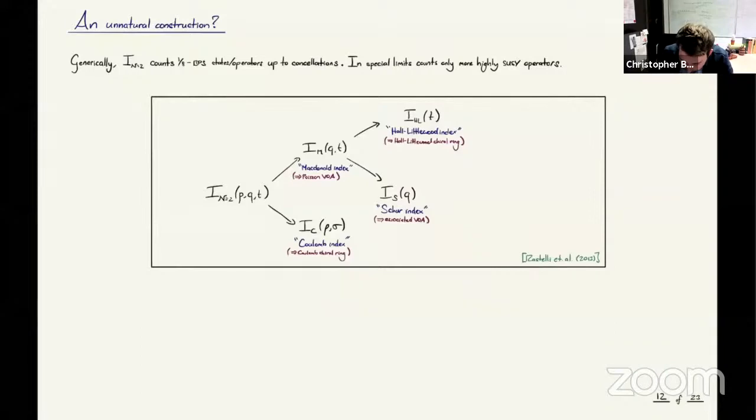You can classify the ways that the index can simplify so that it counts a more special subset of the operators in your theory than the generic case where you're counting 1/8 BPS operators. So things that are annihilated by a single Q. So this was done by Leonardo Rastelli and collaborators 7 years ago now. And here's a little flow chart of the specializations you can do.